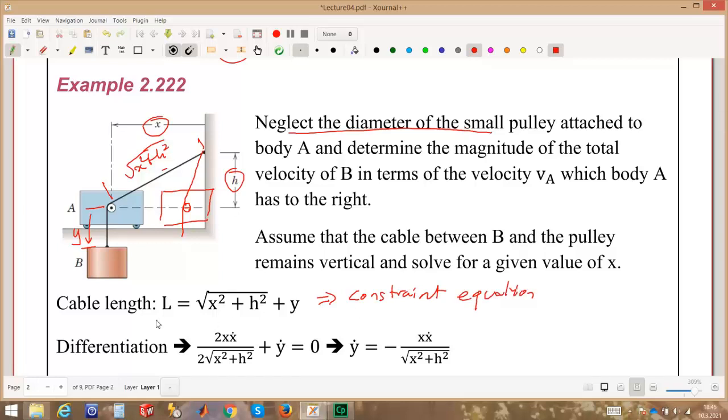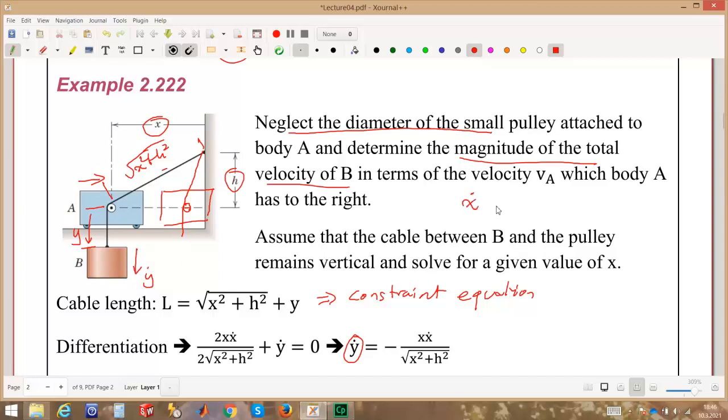Now after this point, all we need to do is to differentiate with respect to time. If you do this derivation, then we find this y dot. What the question is asking is to determine the magnitude of the total velocity of B. Now B will have two components of velocity. One of them is in the downward direction, so there will be y dot, and there will also be x dot, because as it is moving downward, we expect that this car here is going to move in the negative x direction, as this is moving down.